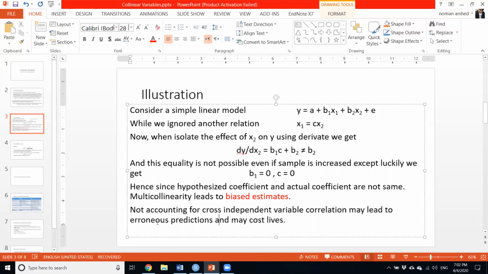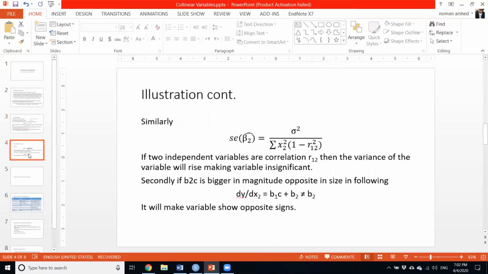And if it is biostatistics or any life sciences related subject, it might cost a life, because the prediction was terribly wrong. Okay, so let's go with further.